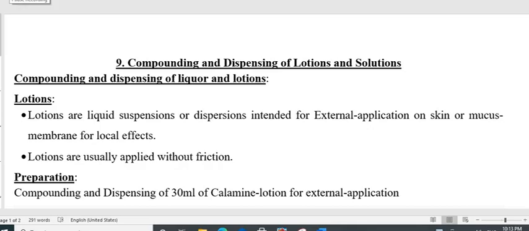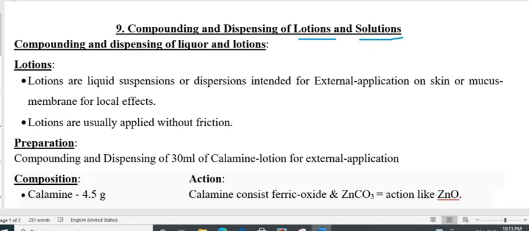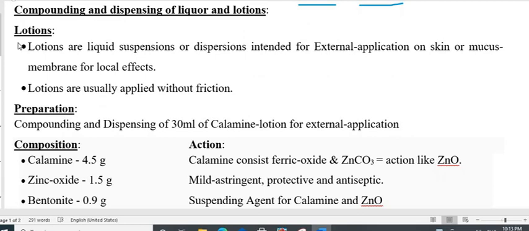So let us start another practical part of the pharmacology, and this is the ninth one, about the compounding and dispensing of lotion and solution. So we are going to discuss them separately. First we have to start with the lotion, so we have to start with the definition of lotion.